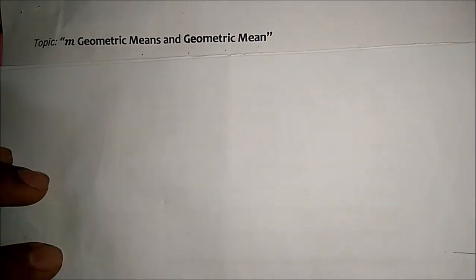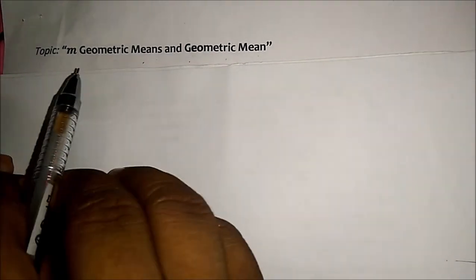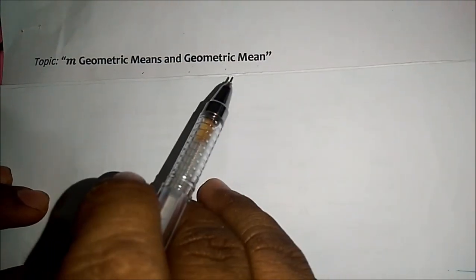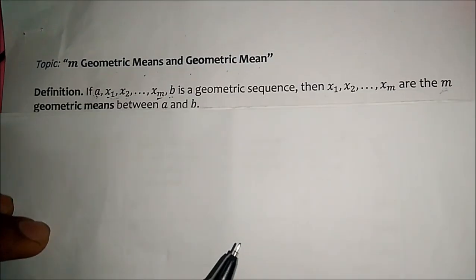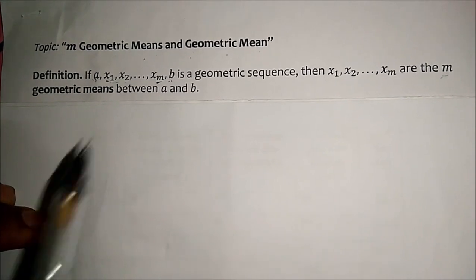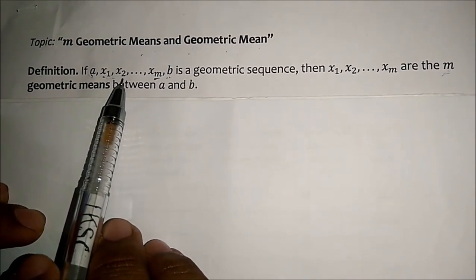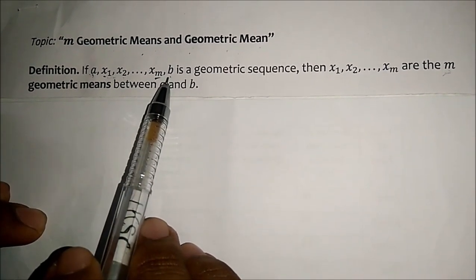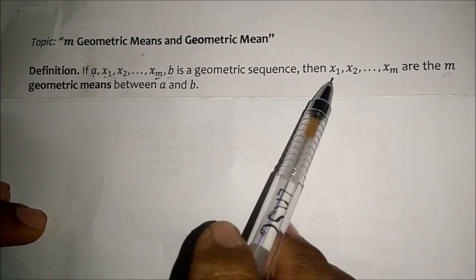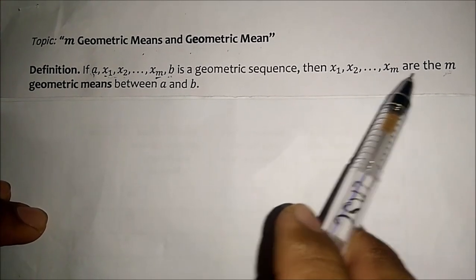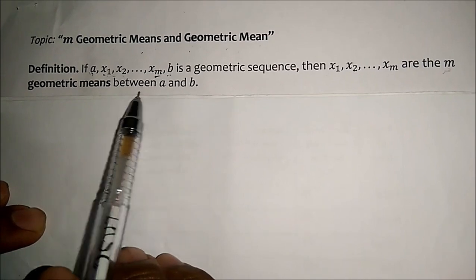Magandang araw. Ang lesson natin ngayon ay geometric means and geometric mean, no? Ano ba ito? By definition, if A, x sub 1, x sub 2, up to x sub m, up to B is a geometric sequence, then x sub 1, x sub 2, up to x sub m are the m geometric means between A and B.